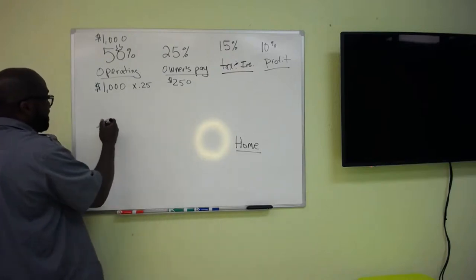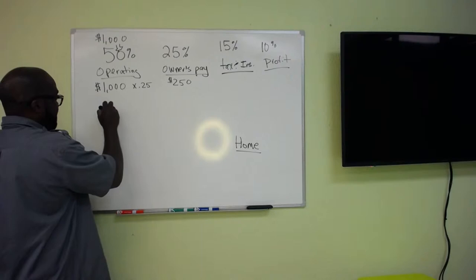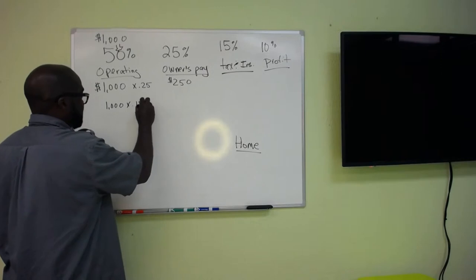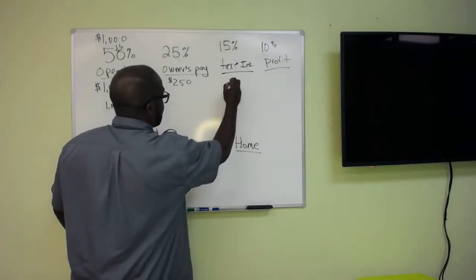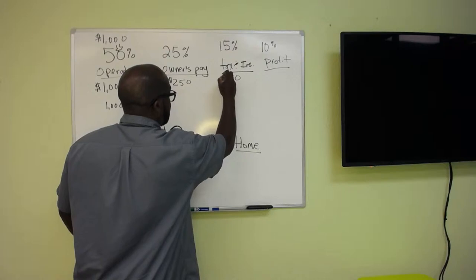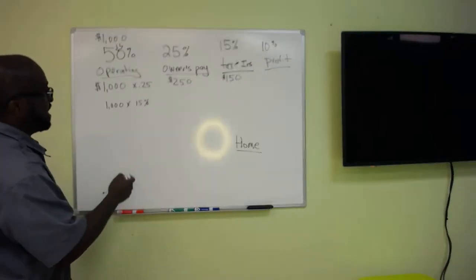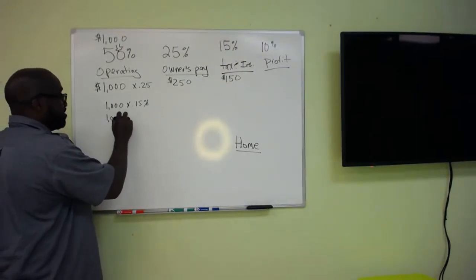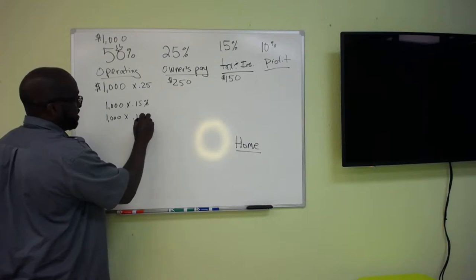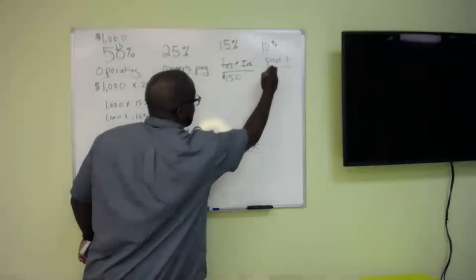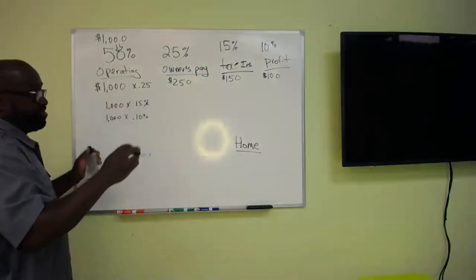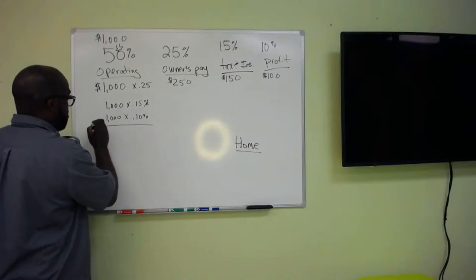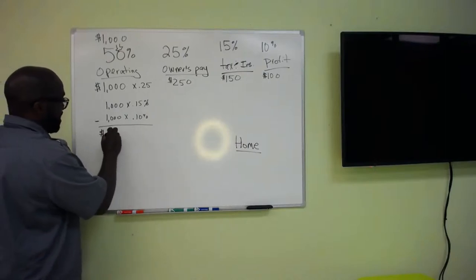All right, so once I do that, I take this again and multiply times 15%. That gives me $150 that I'm going to transfer here. That's my 15% that I'm going to pay my taxes. I come here again, multiply that 1,000 times 10%, and that gives me $100 to go here. I'm just transferring online. When I get done with all my withdrawals, that leaves me with $500.